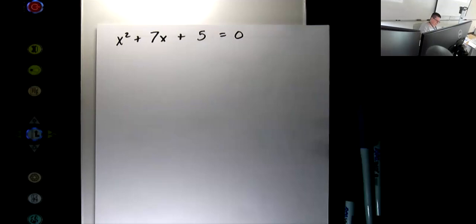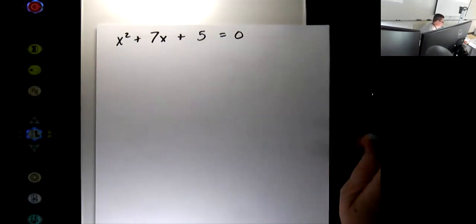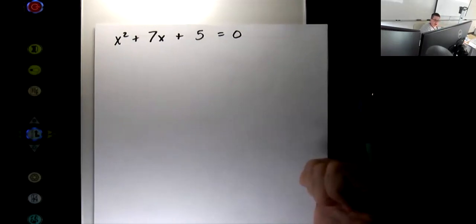And we are completing the square right here, then we're gonna kick it up and do a harder one.